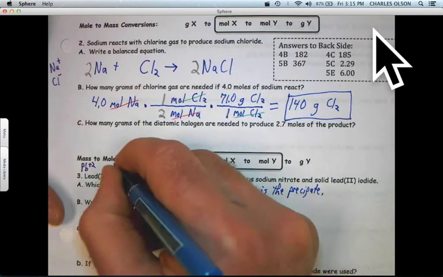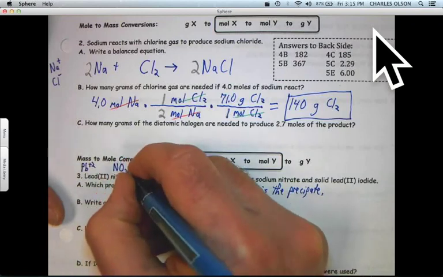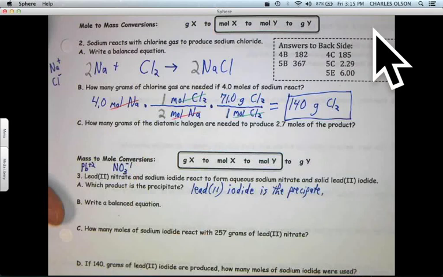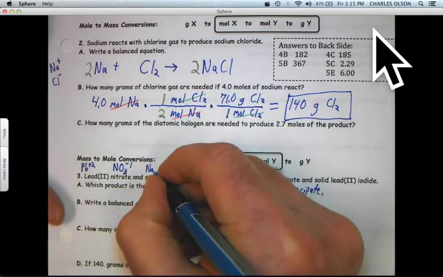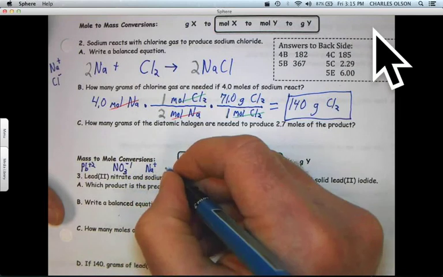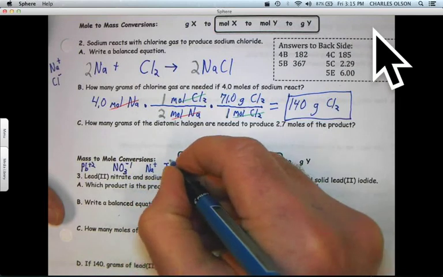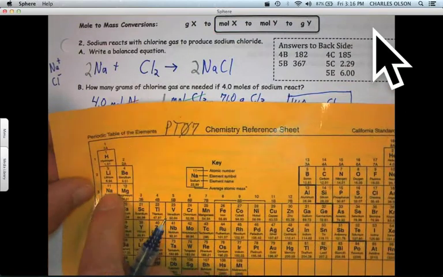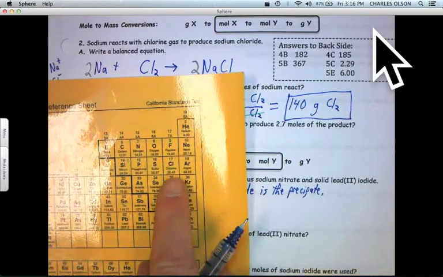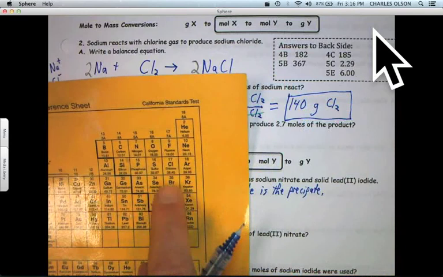Nitrate, we can look that up. It's NO3 with a -1 charge. Sodium as an ion is Na plus 1. And iodide is I minus 1. We know that because of where they are in the periodic table: sodium plus 1, and iodide minus 1, a halogen.